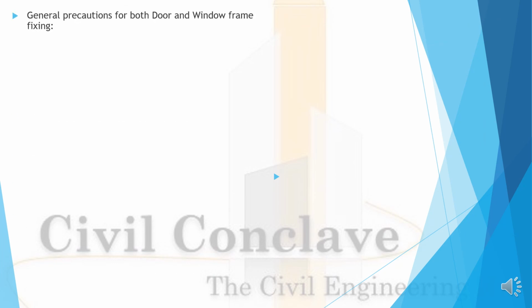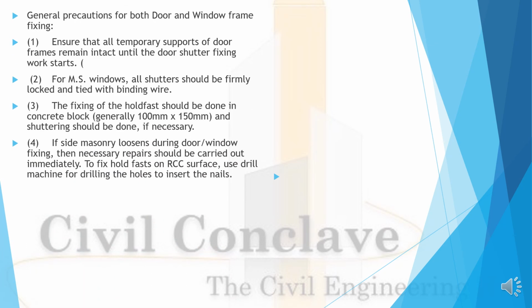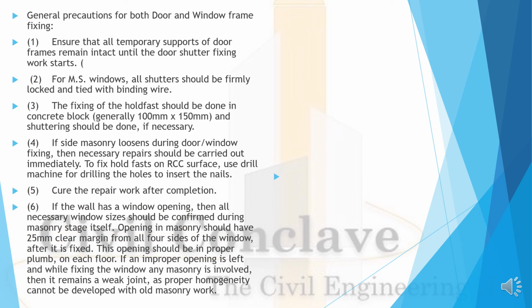General precautions for door and window frames. Ensure that all temporary supports of the door frames are intact. For MS windows, all shutters should be firmly locked and tied with binding wire. The fixing of the hold fast shall be done in a concrete block, and shuttering should be done if necessary. If side masonry loosens during door and window fixing, necessary repair has to be carried out. Cure the repaired wall after completion.